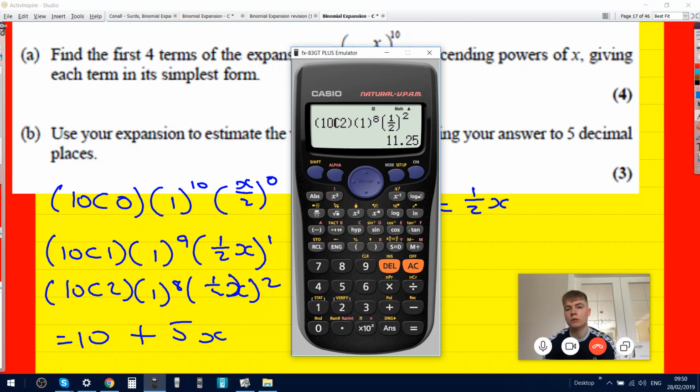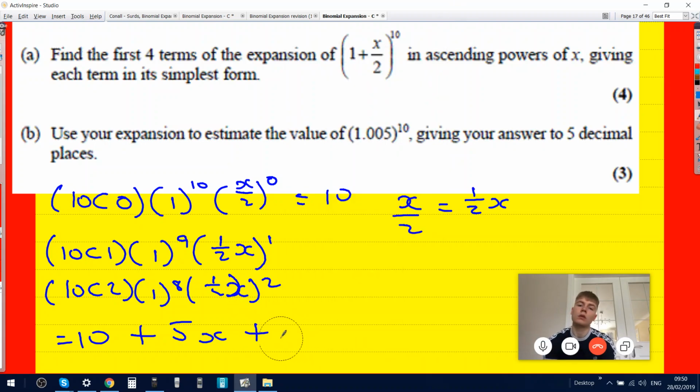And 11.2, so what goes here then? 11.25 x squared. That's it. So you take the x out, put it back in. So I think the big thing there is that x over 2 is the same as a half x. Yeah. They wanted the first 4 terms, so we could get the third term. How would we do part B?